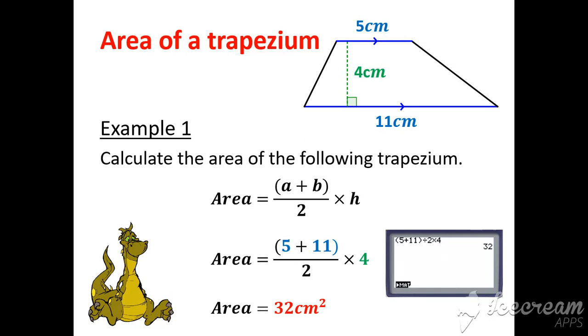Now, do you remember what centimeters squared means? It means think of a small square, smaller than the one on the screen, but it's going to be a centimeter long and a centimeter wide, and it's going to need 32 of these that fill up that space of the trapezium.